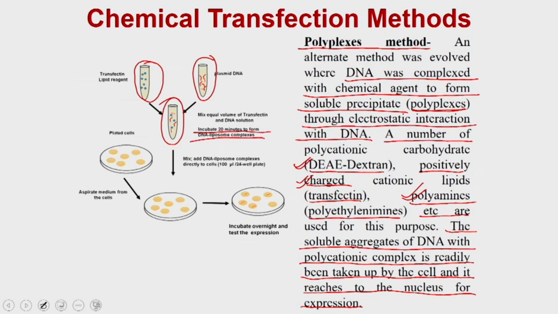And once this is formed, you put it onto the cells drop-wise, and then you allow it to incubate with the cells overnight. Once you do that and allow the cells to recover from the stress exerted by the transfection, what you will see is that within 24 hours the DNA you have put into these cells will reach the nucleus, and it is going to show you the expression.